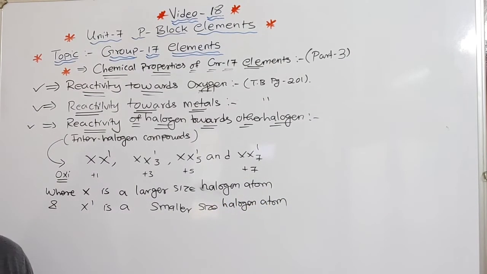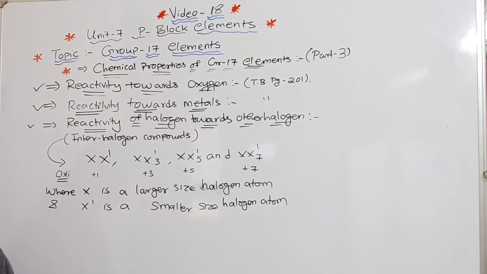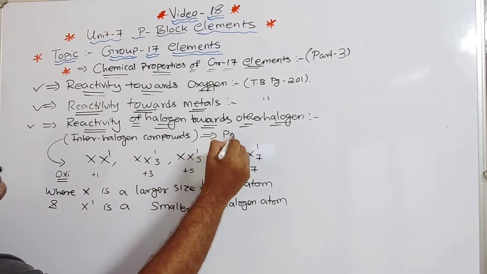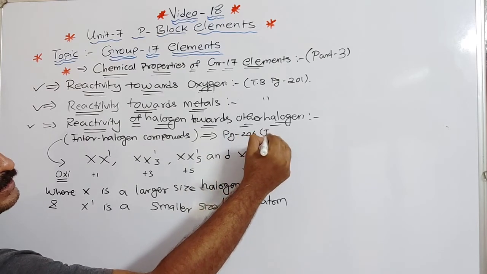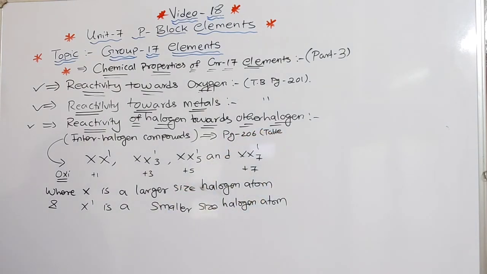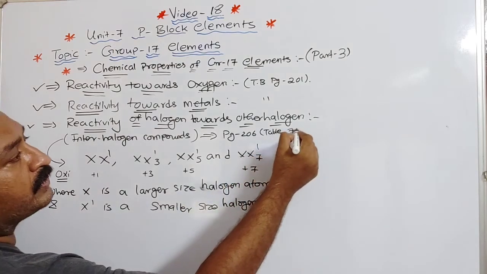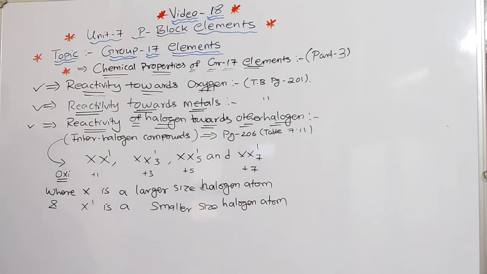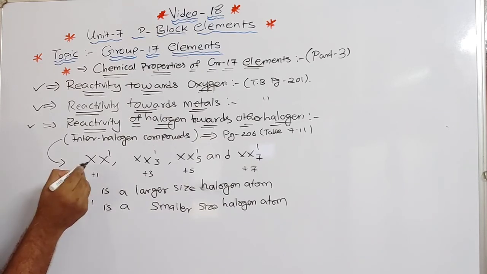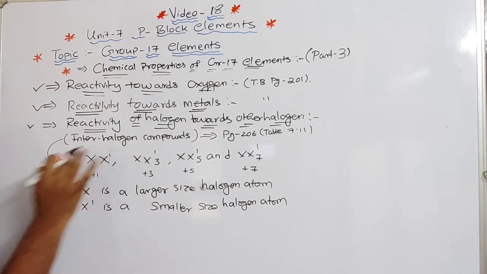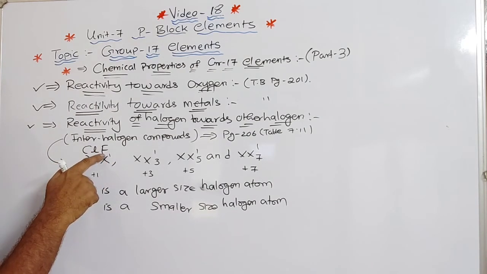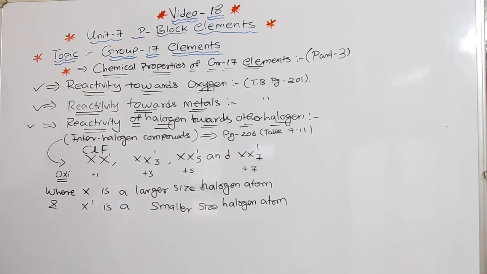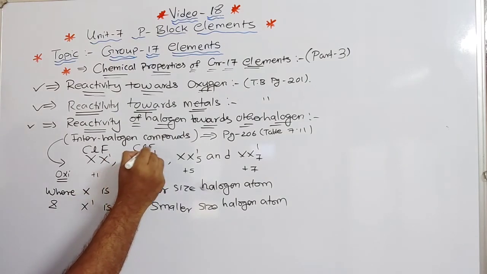Now these interhalogen compounds are given in your textbook on page number 206. A table is there, Table 7.11. Clear? So there you can see many interhalogen compounds. Suppose I want to give an example of XX dash, you can write ClF. So F is the smaller size atom and this is the bigger size atom. Here I can write ClF3.